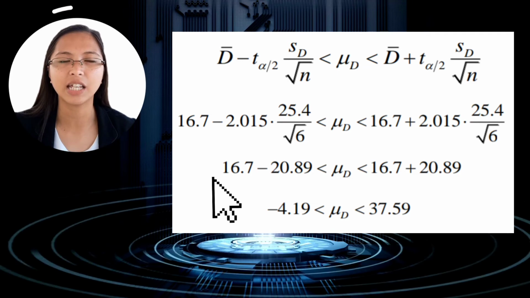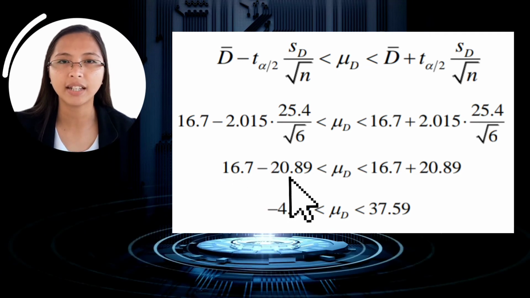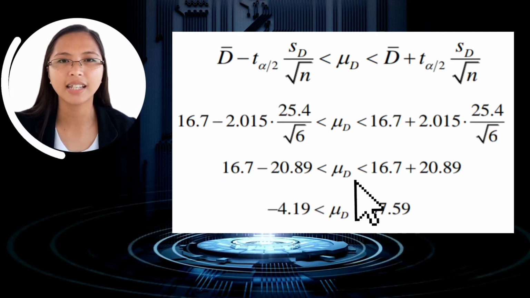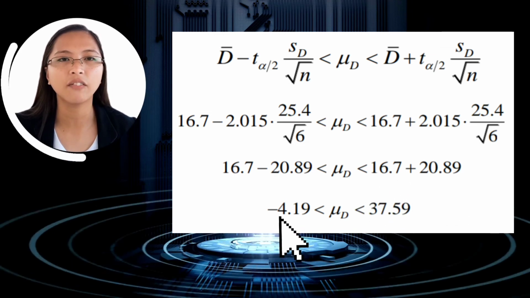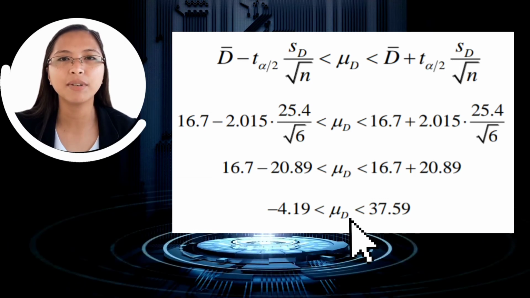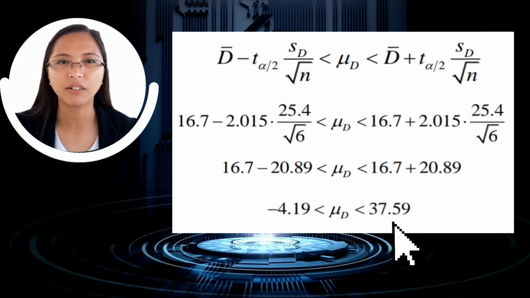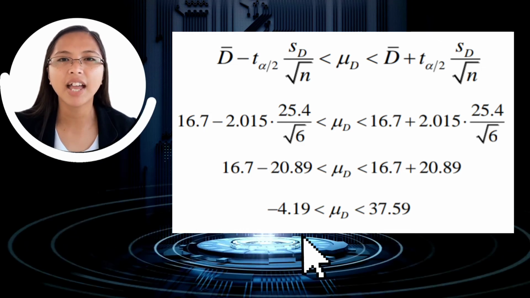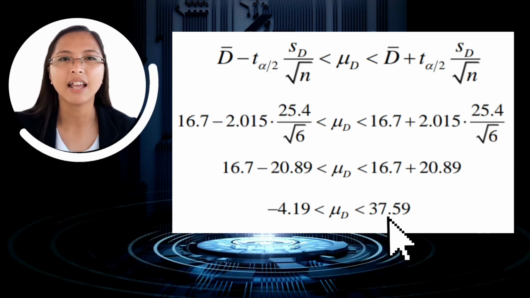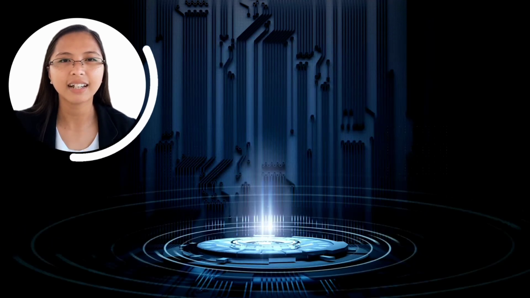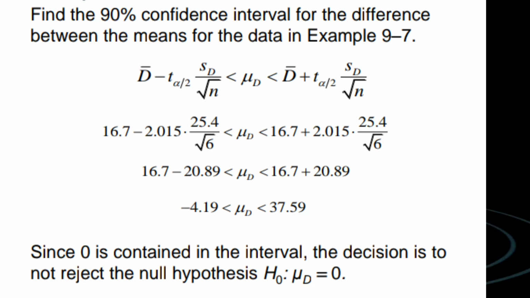Then we will have 16.7 minus 20.89 less than mu sub d less than 16.7 plus 20.89. Then we will have a grand total of negative 4.19 less than mu sub d less than 37.59. Hence, we have negative 4.19 is less than mu sub d and mu sub d is less than 37.59. Since 0 is contained in the interval, the decision is not to reject the null hypothesis, which is mu sub d is equal to 0.